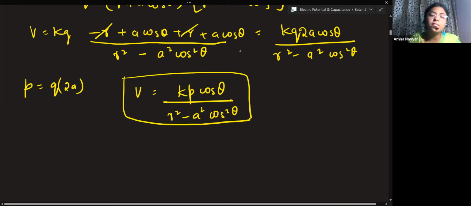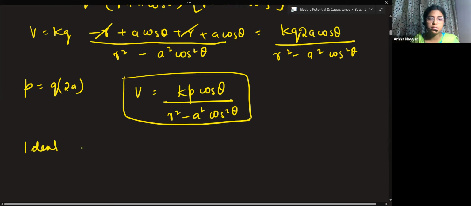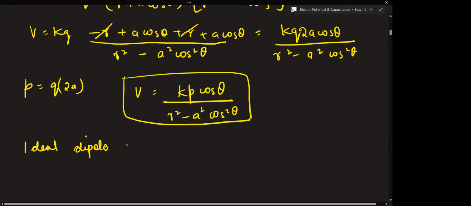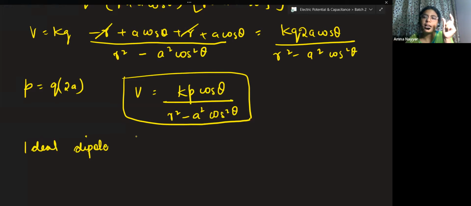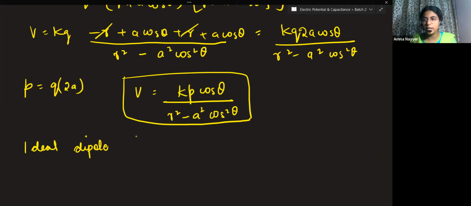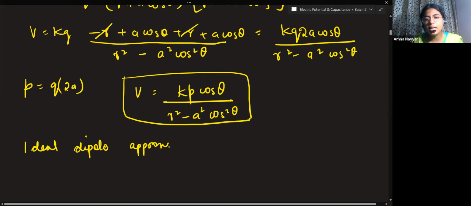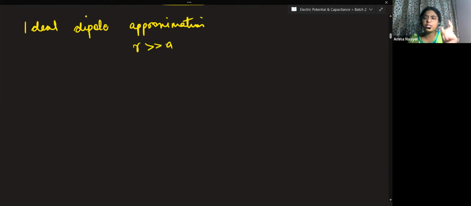Now can anyone tell me what was the ideal dipole approximation that we used? What was the approximation in this? R is much greater than A. Correct, Atika. In the ideal dipole approximation, the size of the dipole is very small. As soon as the size of the dipole becomes small, the separation from the midpoint to that point, small r, becomes much greater than a, because the size 2a has been reduced.